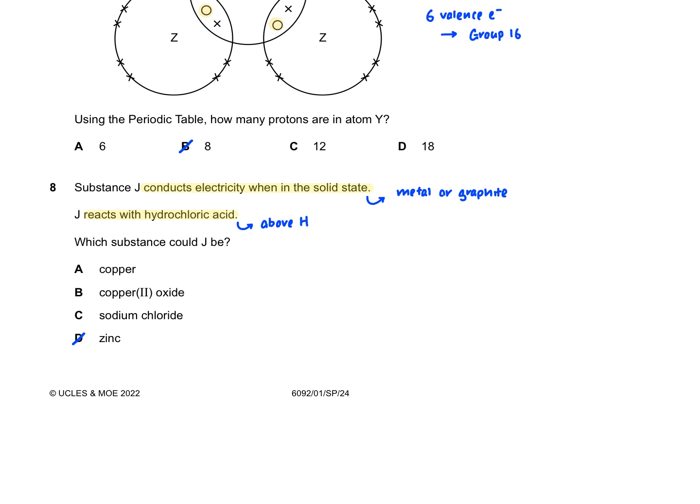So over here, copper is below hydrogen, so it is not correct. Now, every single year in O-level, the concept where copper cannot react with acid would somehow come out in some question. So it's very important for you to remember that copper is too unreactive to react with acids.